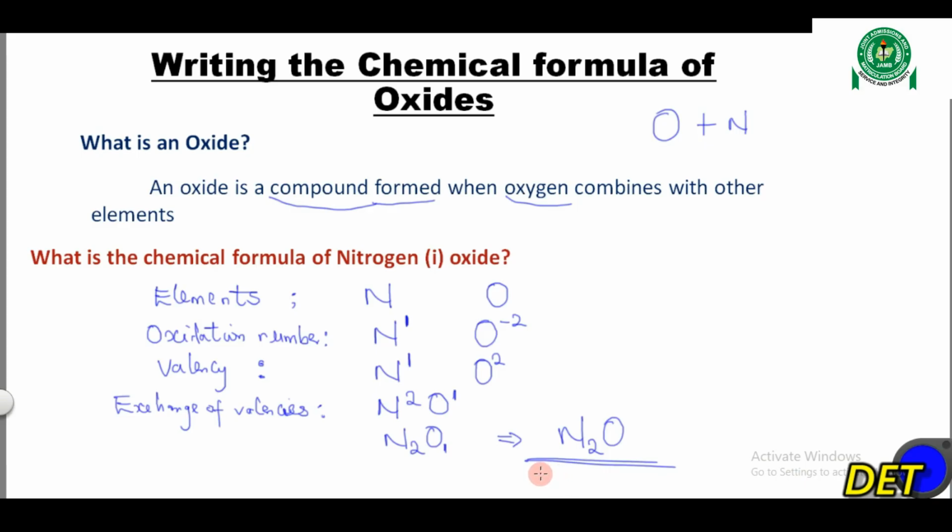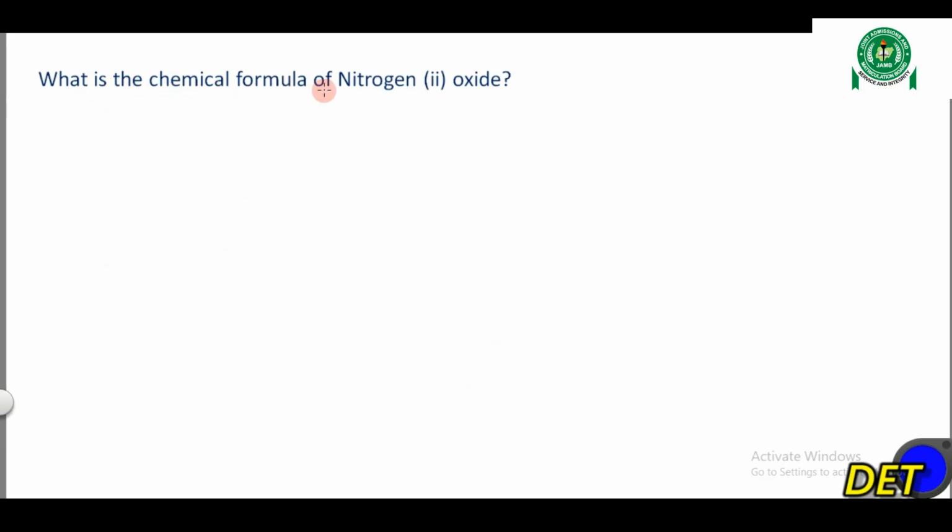Let's look at another example for more clarity. What is the chemical formula of nitrogen 2 oxide? When you hear the name of the compound nitrogen 2 oxide, what are the elements that come to your mind? The first thing that you want to do is to write out the elements that you hear. So the compound is nitrogen 2 oxide, and the two elements I'm hearing there are nitrogen and oxygen. Then the next thing is to write the oxidation number.